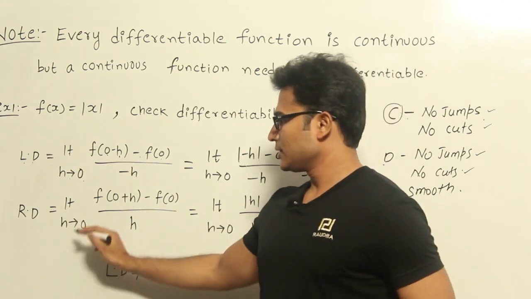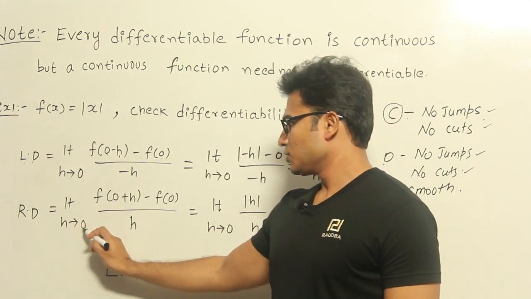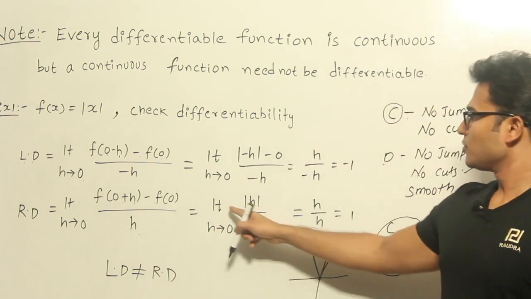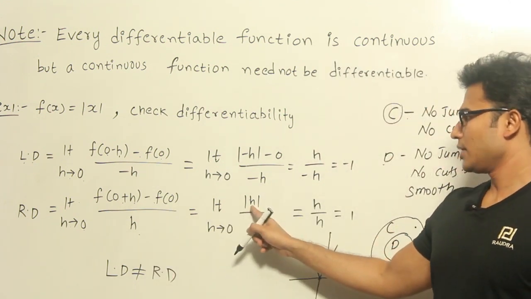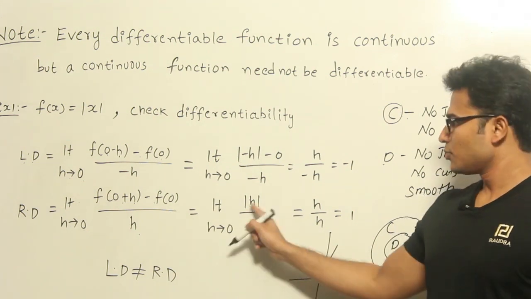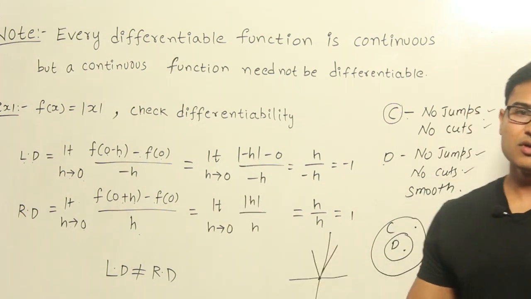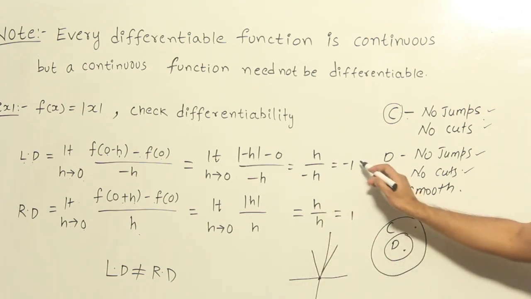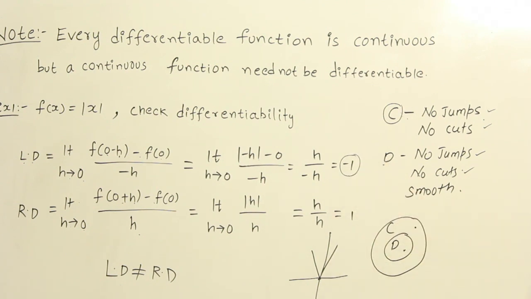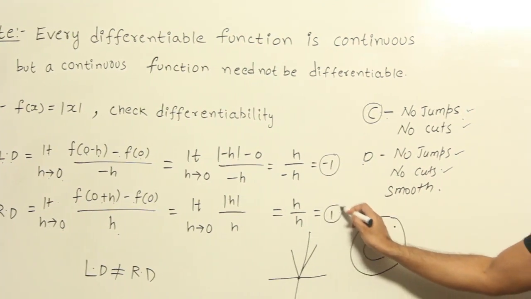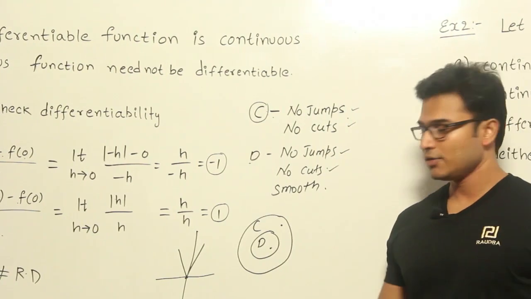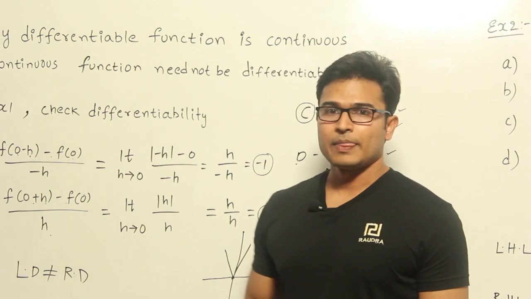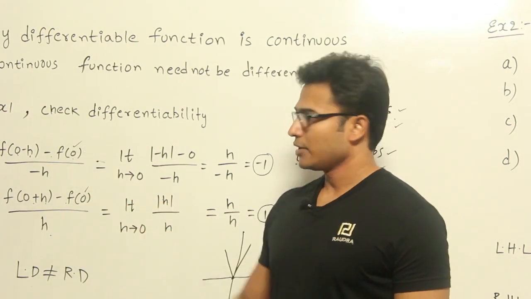Now the right hand limit is the limit as h tends to 0 of f of 0 plus h minus f of 0 by h. It is going to be the limit as h tends to 0 of mod h divided by h. Since h is positive, even if you remove the mod you get h only. H by h equals 1. So the left side derivative is minus 1 and the right side derivative is plus 1. Both are not equal, so you can say that it is not differentiable or derivable at that point. At what point? At 0, only at 0 we are talking about it.